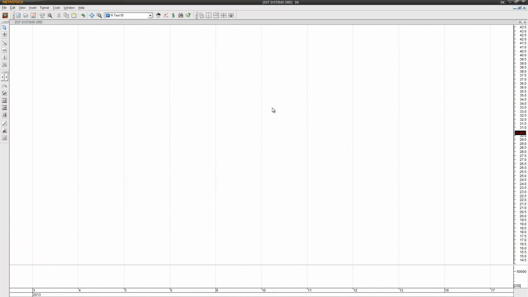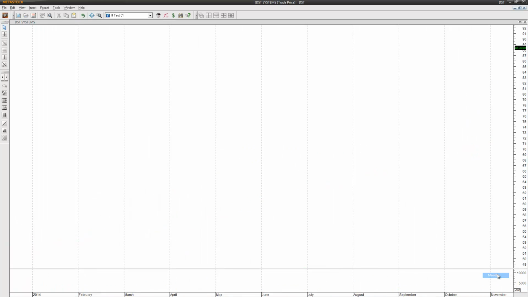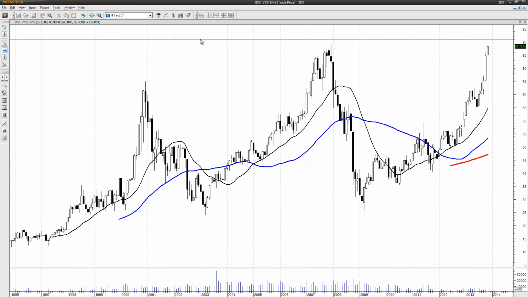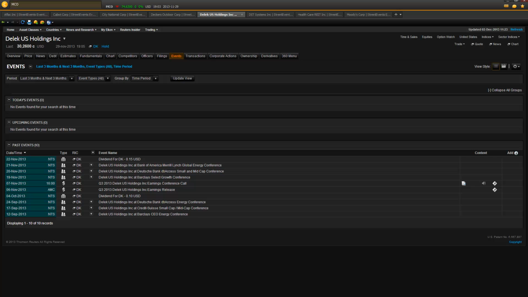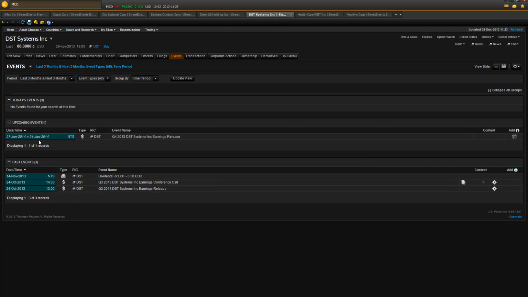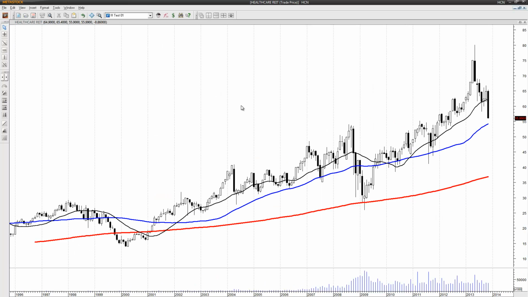So 30.57. That's where I put in my short sell limit order. Next chart. This is DST Systems. Easy if you have monthly, and this peak is not hard to find, and you got pivot at 88.72. That's where I put in my short sell limit order. Check for earnings for this system. No earnings close by.